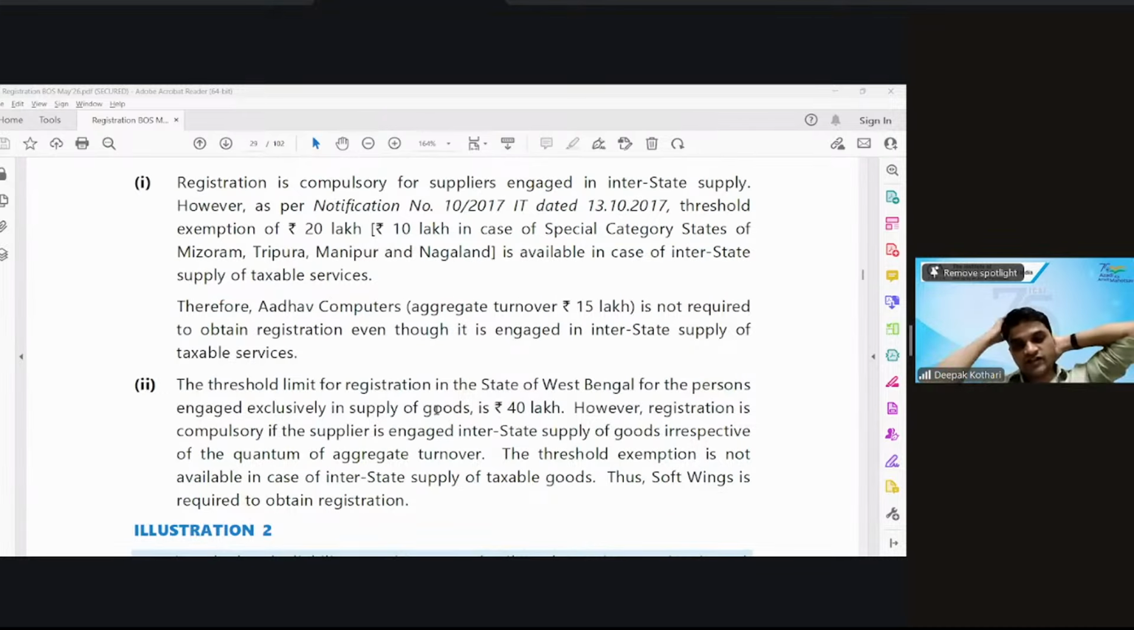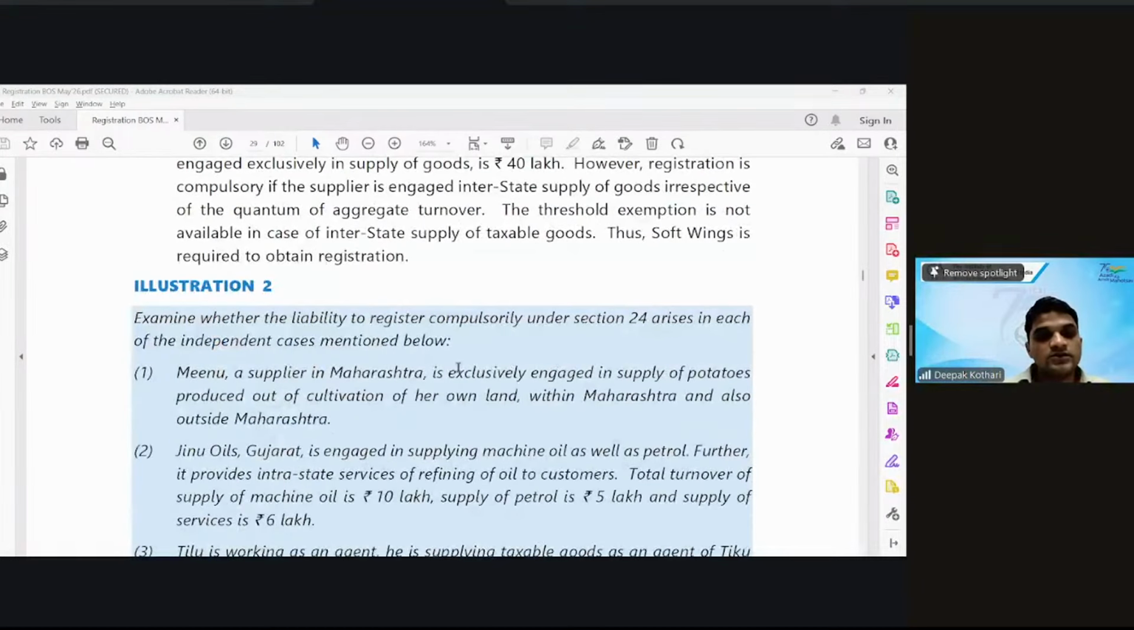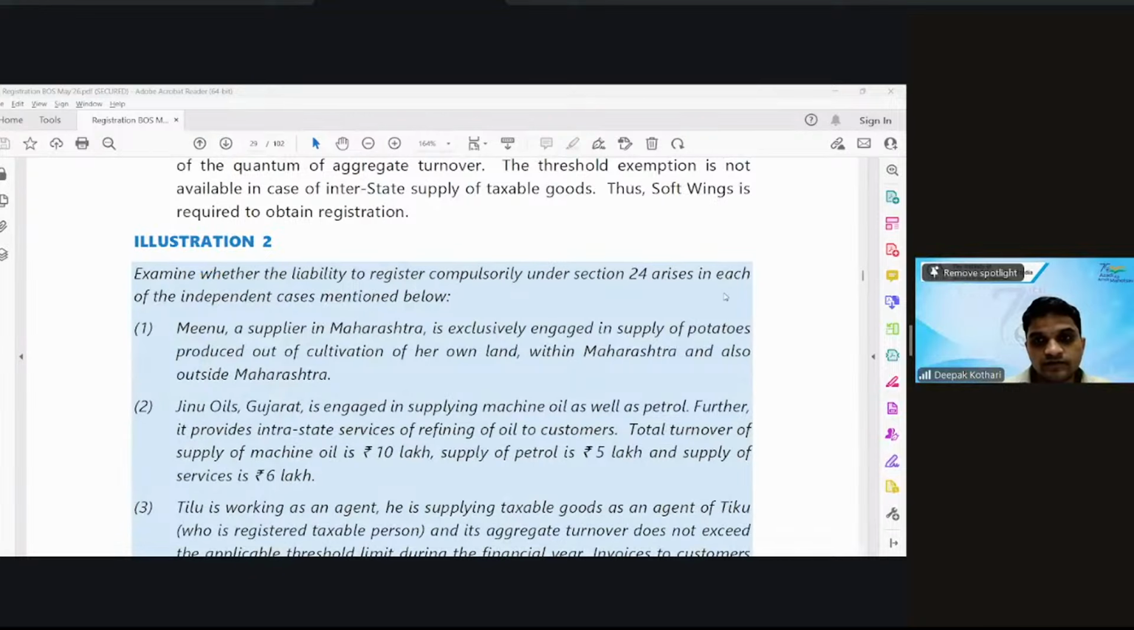The threshold limit for registration in the state of Bengal for persons engaged exclusively in supply of goods is 40 lakhs. However, registration is compulsory if the supplier is engaged in interstate supply of goods, irrespective of the quantum of aggregate turnover. The threshold exemption is not available. Therefore, Soft Wings is required to obtain registration. Right? Here, illustration number two.